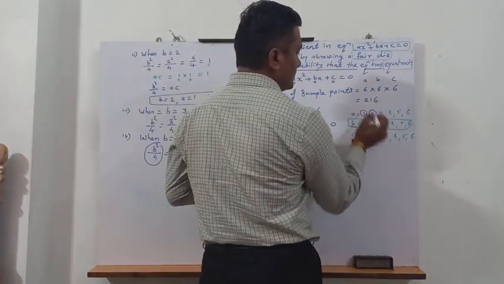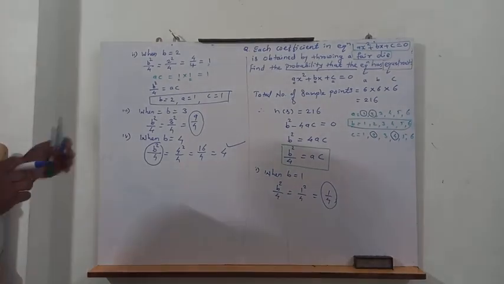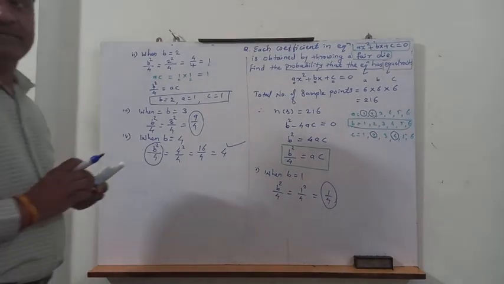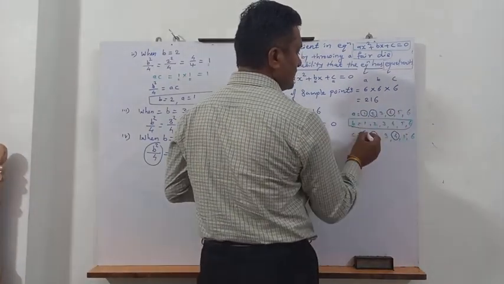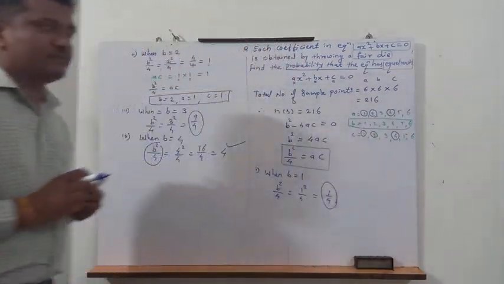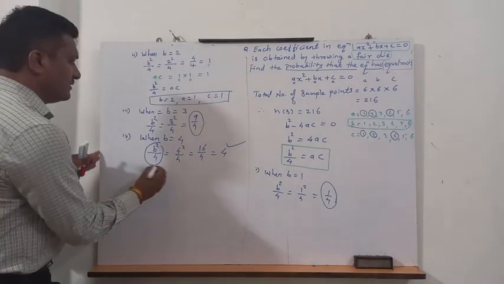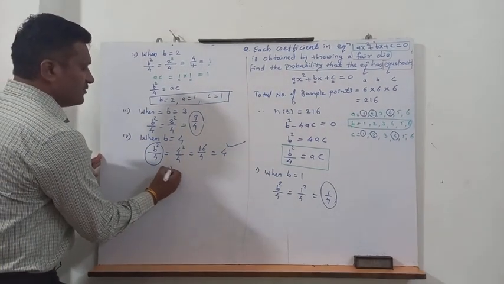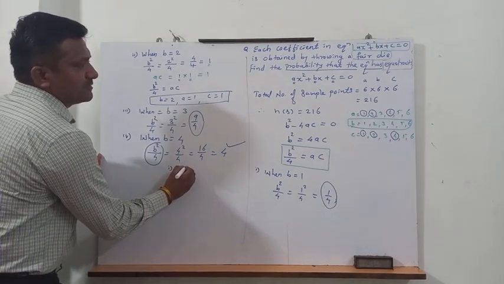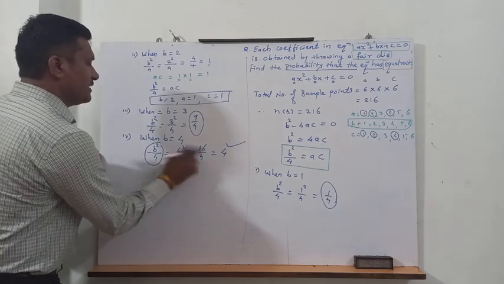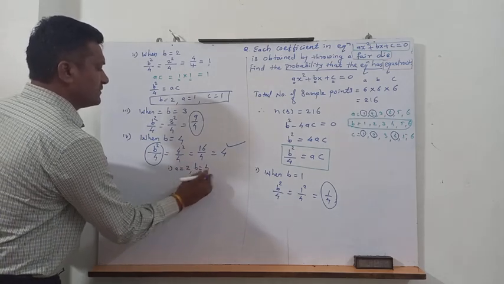If A is 1, your C will be 4. Is there any more possibility? Yes. If A is 4, C will be 1. Correct? So total 3 possibilities we are getting here. So first possibility is what? A equal to how much? That is 2. B equal to how much? 4. C equal to how much? 2.